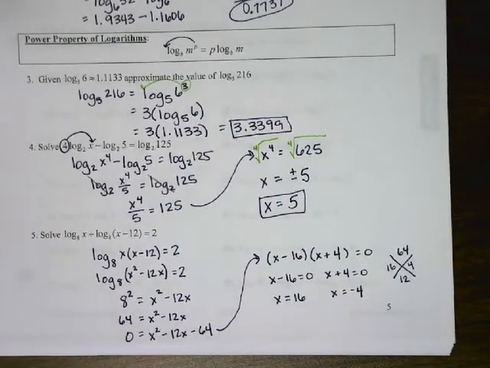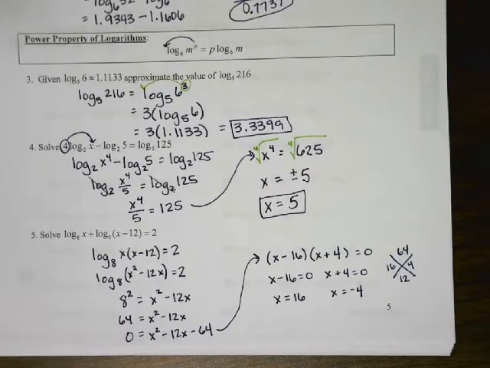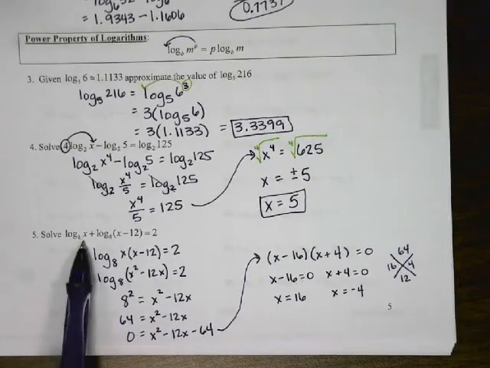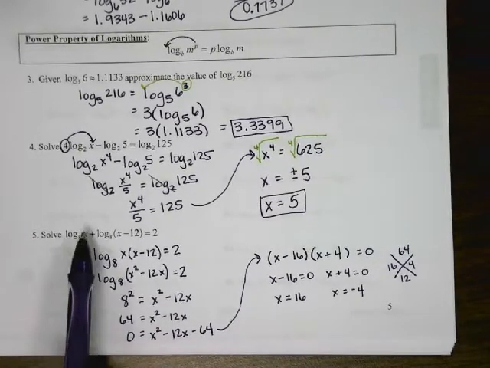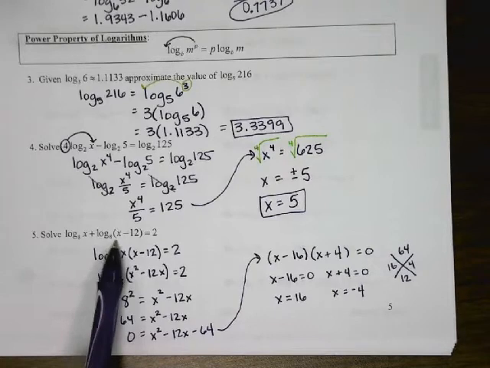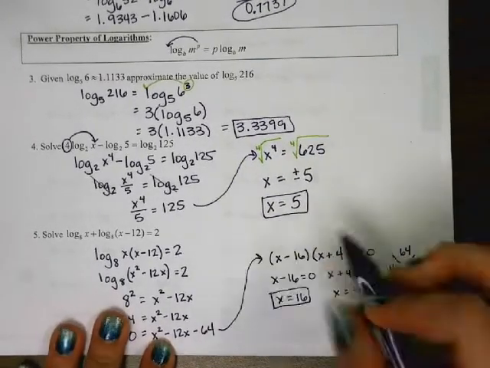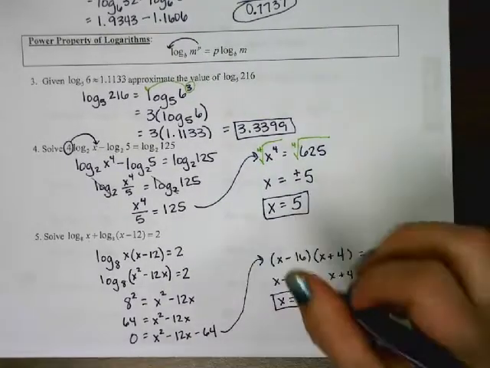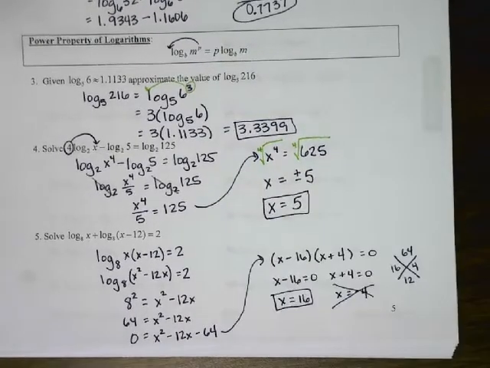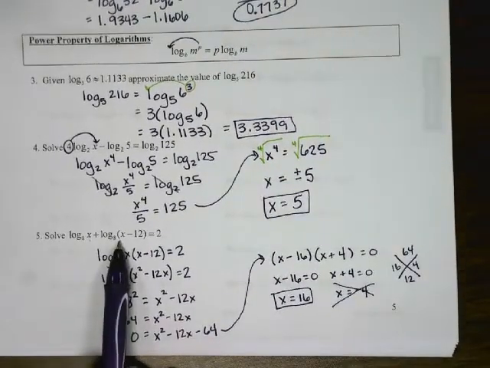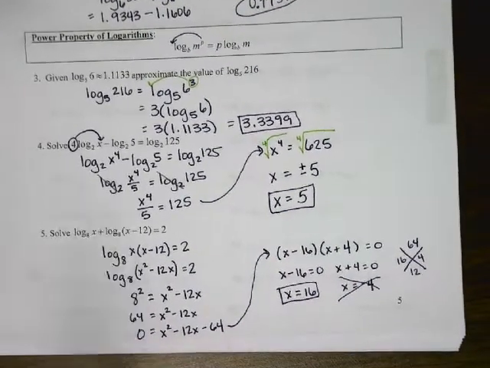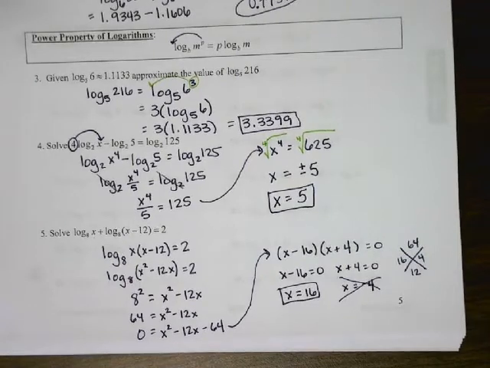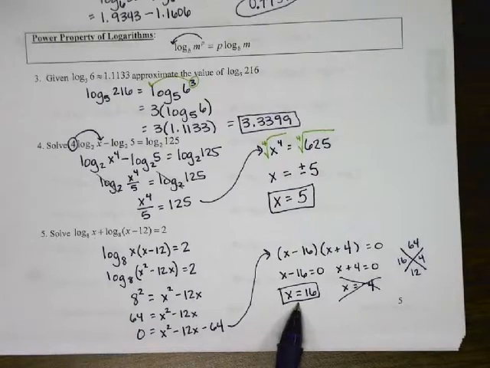Now, technically we got two answers, but do both of them work? I can't take the log of a negative number, and I can't have a negative base. So we're going to go back to our original. If I put a 16 here, he's positive, that's okay. If I put a 16 here, I get 16 minus 12 is 4, that's okay. If I plug a negative 4 in, that guy is now a negative log. I'm taking log base 8 of negative 4. That does not work. I could also plug a negative 4 in here, and I get negative 4 minus 12 more is negative 16, and I can't take the log of a negative number. So even though there were technically two answers, the negative 4 doesn't work, so we only get one solution of 16.